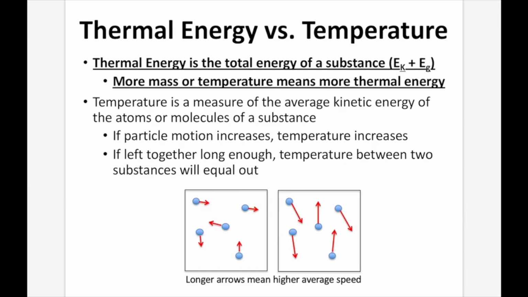Thermal energy versus temperature. Thermal energy is the total energy of a substance, so it's EK plus its EG. More mass or temperature means more thermal energy. So if it's more massive or it's moving faster, you're going to get a higher amount of thermal energy.